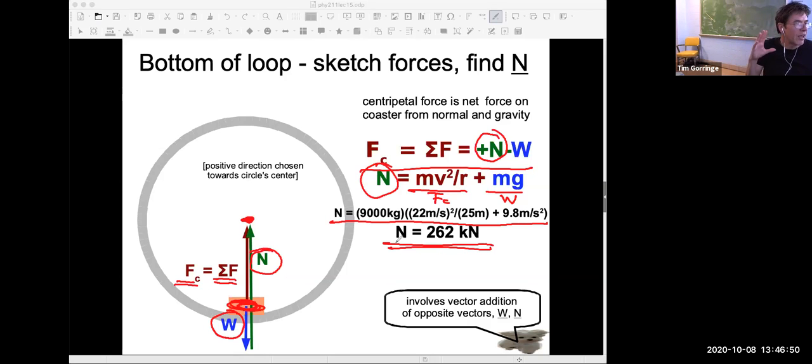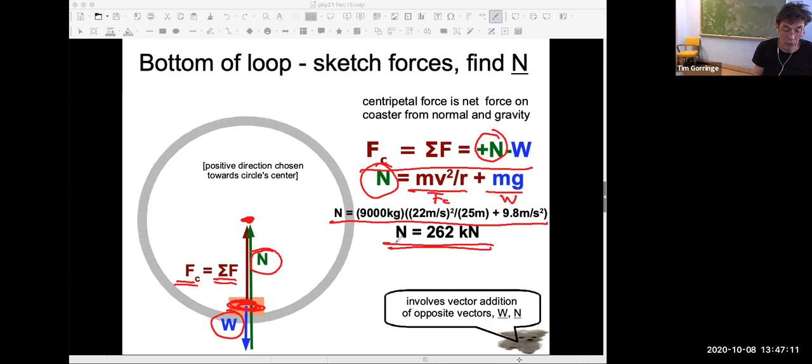Just to end with, comparing those two, at the top of the incline, we needed less of a normal force. Bottom of the incline, we needed more of a normal force to maintain the circular motion. The reason we need less at the top is because the normal force and the weight act in the same direction. They work together to provide the centripetal force.